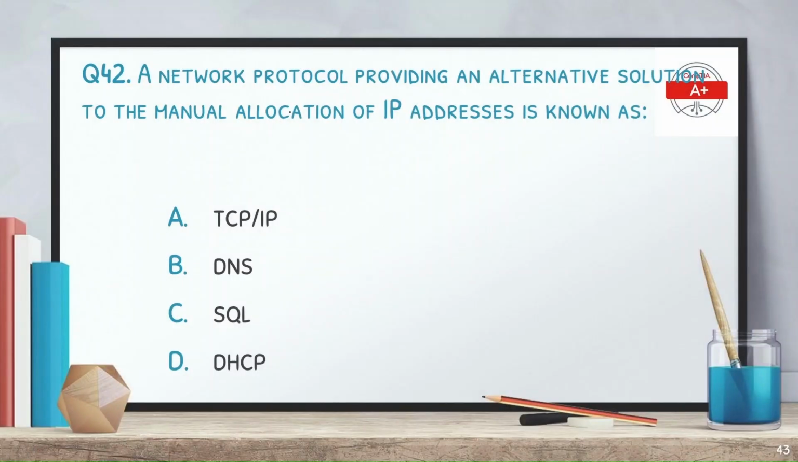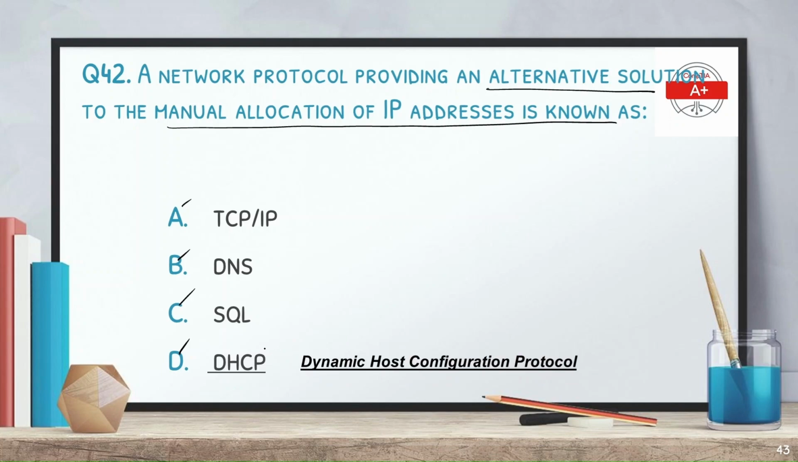Question number 42: a network protocol providing an alternative solution to the manual allocation of IP addresses is known as, and the options are A, TCP/IP, B, DNS, C, SQL, and D, DHCP. The correct option is DHCP, Dynamic Host Configuration Protocol. This protocol allocates dynamic or automatic IP addresses to the clients inside a network. You must have seen this with Wi-Fi: when you connect to Wi-Fi, your laptop or mobile device is given an IP address through this protocol.